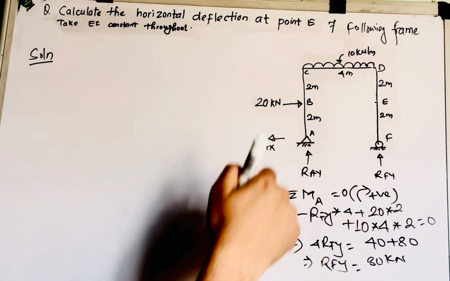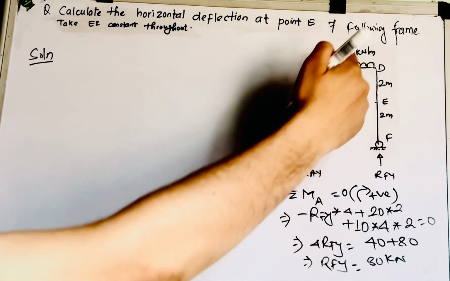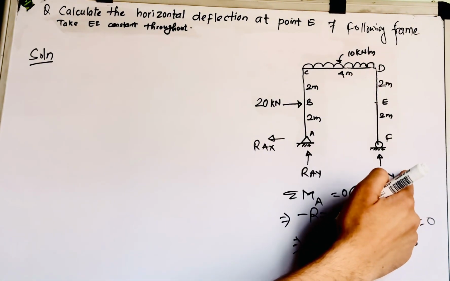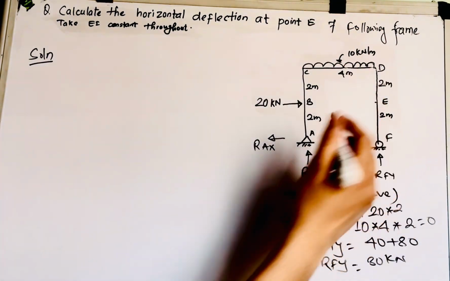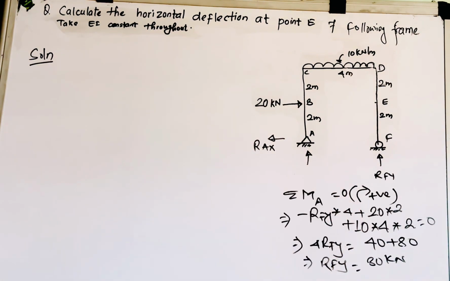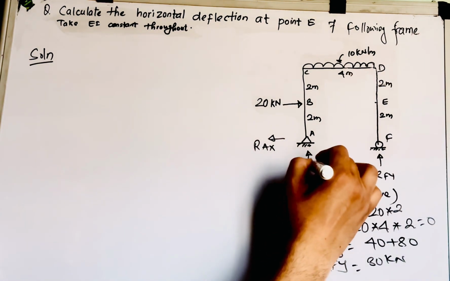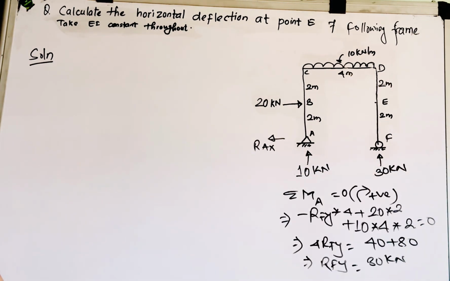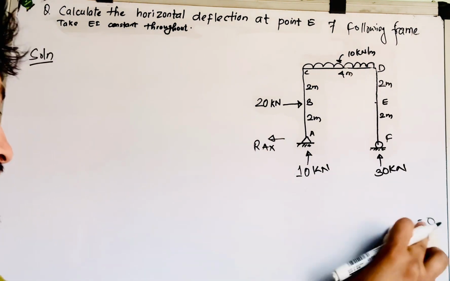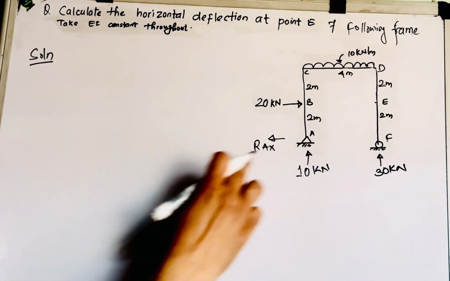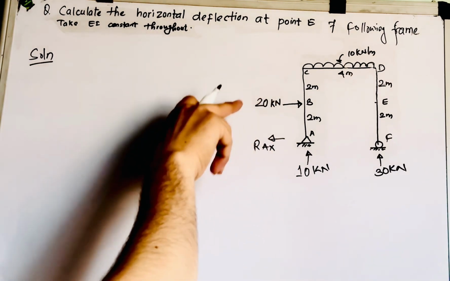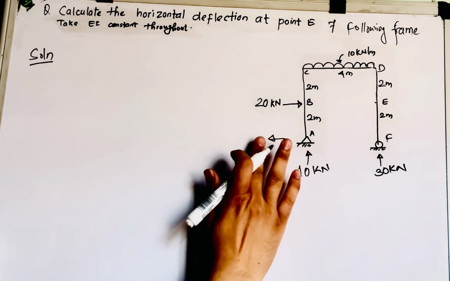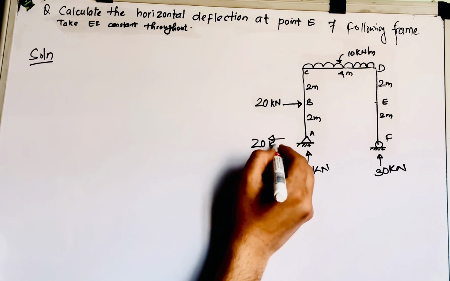If you do summation of force in y direction equals 0, then this is 10 into 4, 40, this is 30, right? 40 is downward, 30 is upward. So you can directly write the value of RAY as 10 kilonewton, right? RFY is 30 kilonewton. This is the simple calculation you can do. Now you have to determine RAX. Because 20 is acting toward the rightward direction, RAX must be in the leftward direction. Its value must be 20 kilonewton.